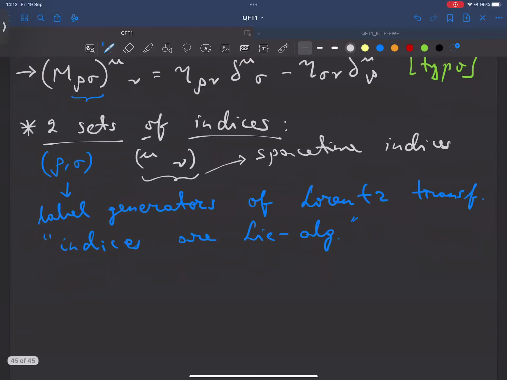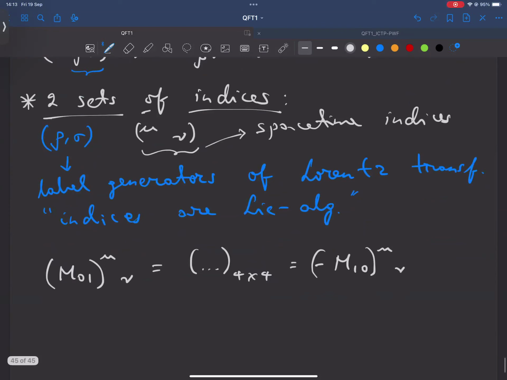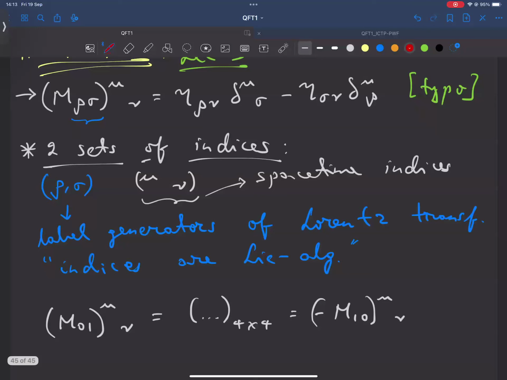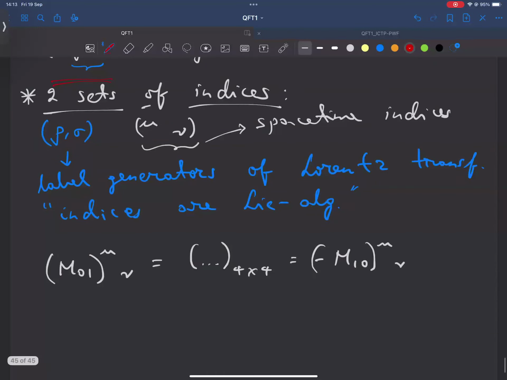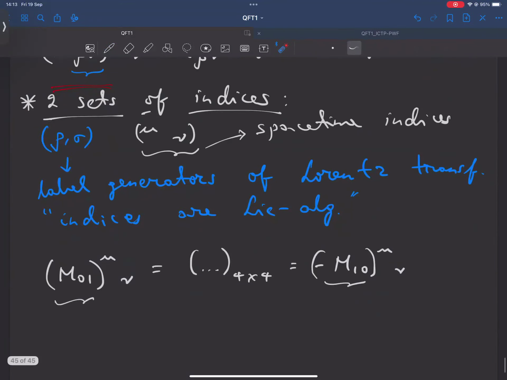And this is why if you compute, say for example, M01 mu nu, you get a 4 cross 4 matrix, and then that will be equal to minus of M10 mu nu. Okay. So you see the antisymmetry when M rho sigma mu nu is written in this way actually comes from the fact that there are two matrices M01 and M10, and they are minus of each other. So that's the antisymmetry in rho sigma that we argued, and that is reflected in this way.